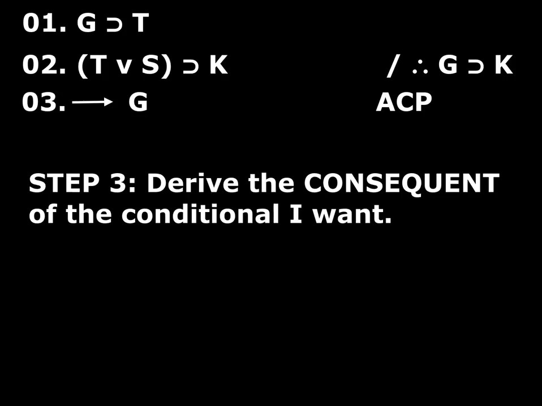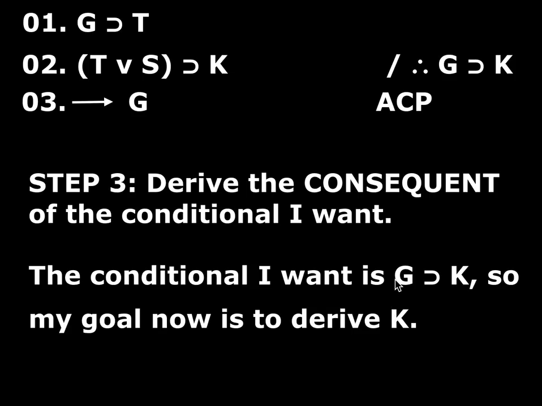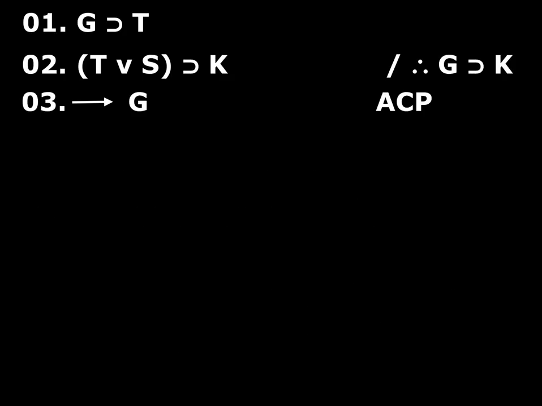Now, once I've done that, I've figured out what conditional I want, and I've assumed the antecedent. My goal is to see if I can derive the consequent. Okay, well, what's the consequent? Well, the conditional I want is if G then K, so I'm seeing if I can derive K. All right, so you just go back to using all of the rules and everything as normal. But now my goal is to derive K. And you can see that that's pretty easy to do.